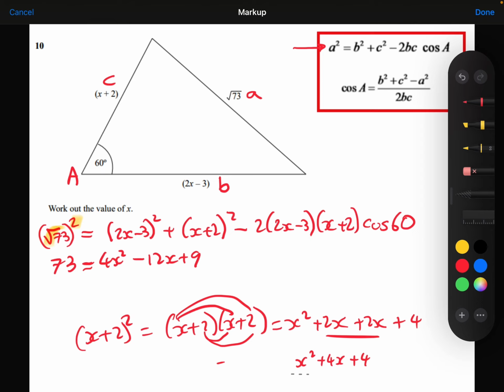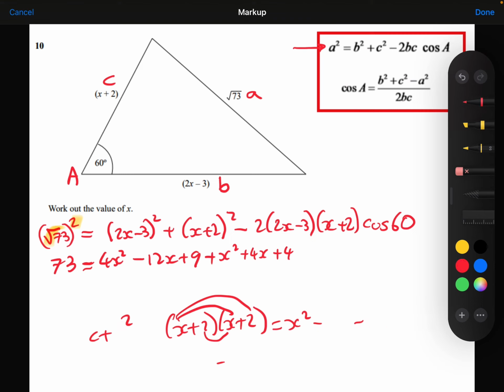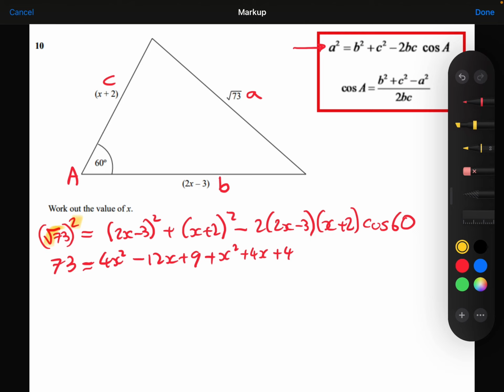So this is my x plus 2 all squared that I'm adding to the first set of brackets. So far, this is this, and this is this.